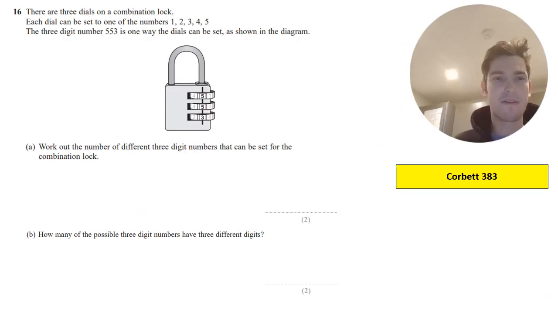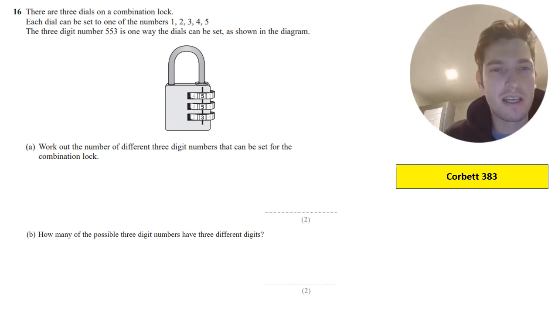Okay, question 16. There are 3 dials on a combination lock. Each dial can be set to one of the numbers 1, 2, 3, 4, 5. The 3-digit number 553 is one way the dials can be set as shown in the diagram. Part A, work out the number of different 3-digit numbers that can be set for the combination lock.